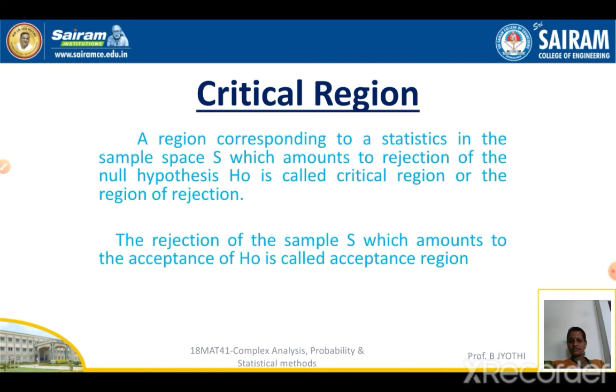Next comes the critical region. A region corresponding to a statistic in the sample space S which amounts to rejection of the null hypothesis H0 is called the critical region or the region of rejection. The complement of the region in the sample space S, which amounts to the acceptance of H0, is called the acceptance region.